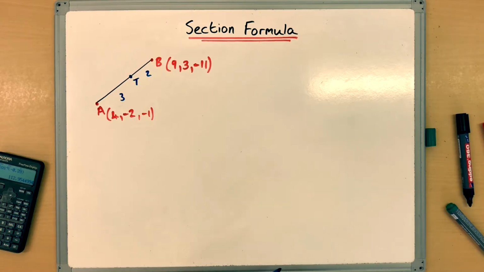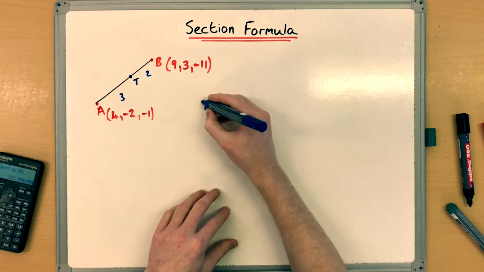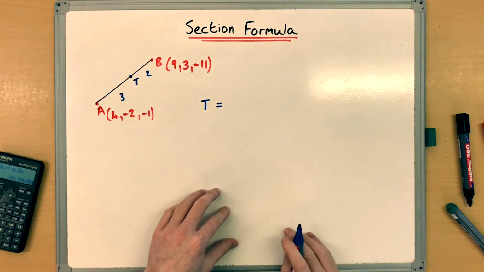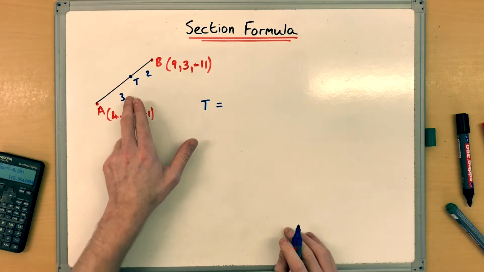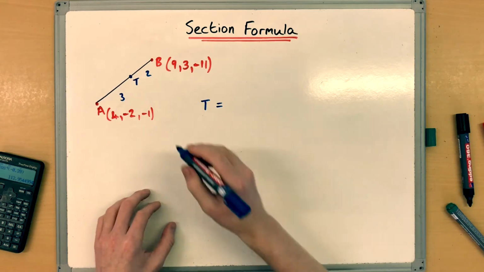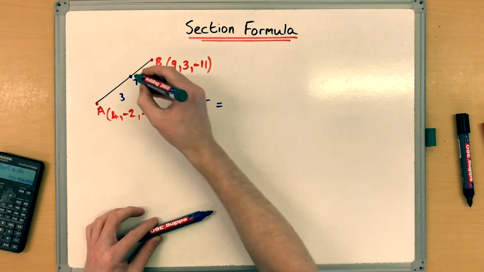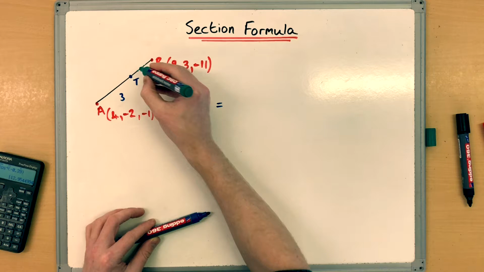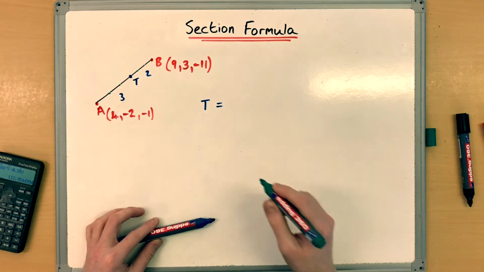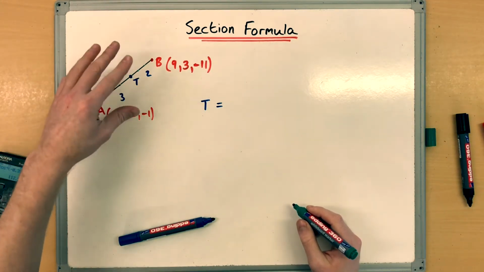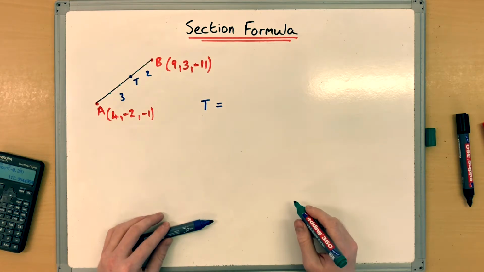Now I'm not going to go through why this works. If you ask your teacher, they will explain that. I'm just going to show you exactly what to do step by step. So to find the point T, first thing to note is 3:2, it's almost like I'm dividing it into 5 bits here, 3 bits here and 2 bits here. 3 plus 2 is 5.